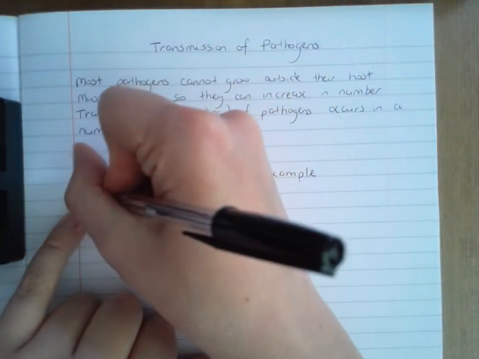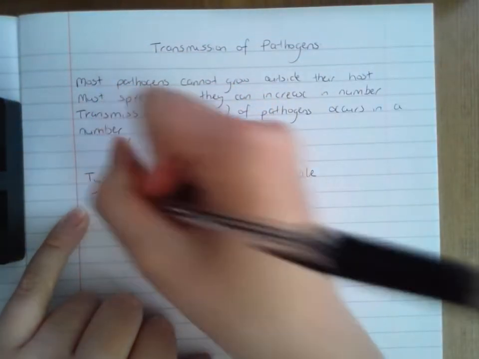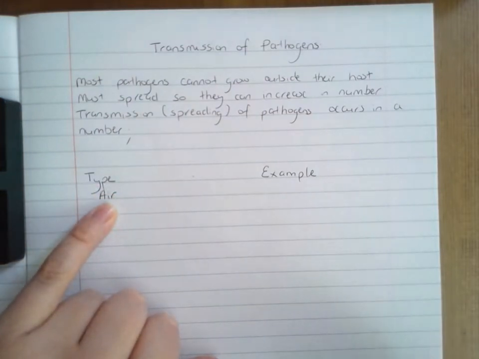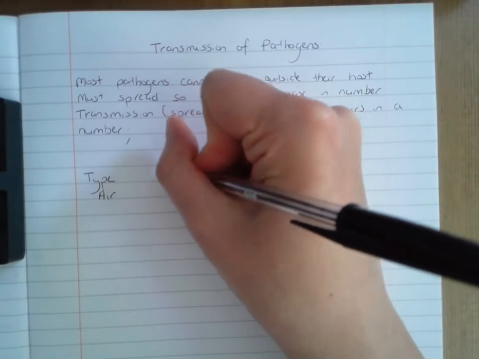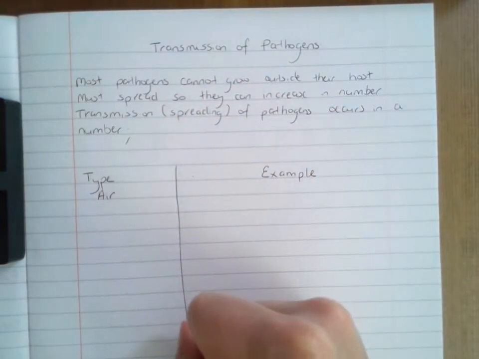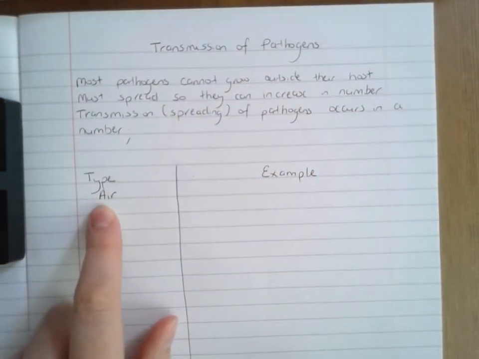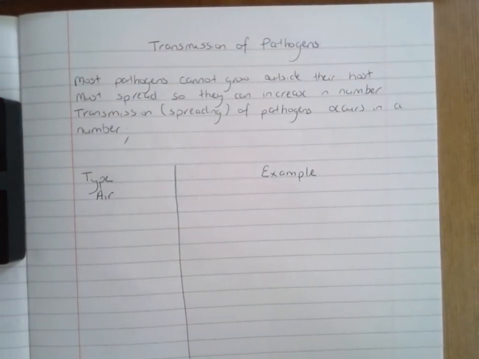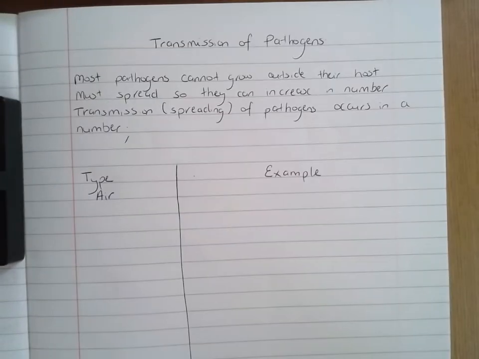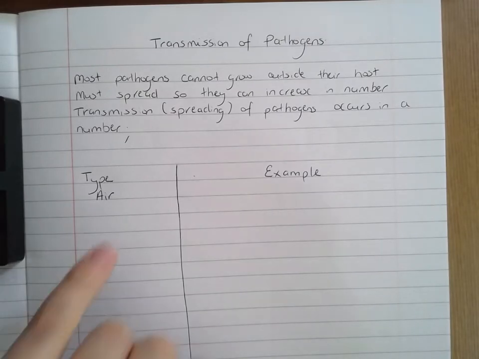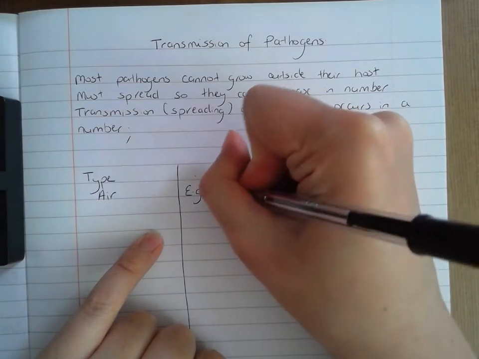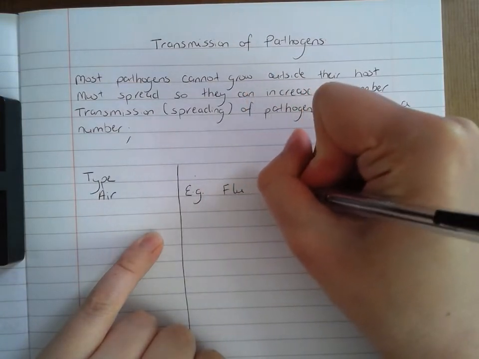And the first type of transmission I'm going to talk about is when pathogens are transmitted or when they spread through the air. Okay, so when the pathogens spread through the air. So an example of this is the flu virus.